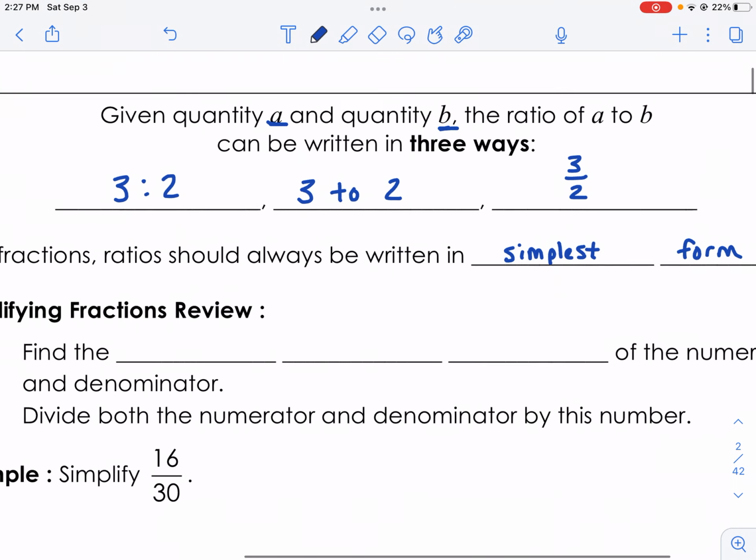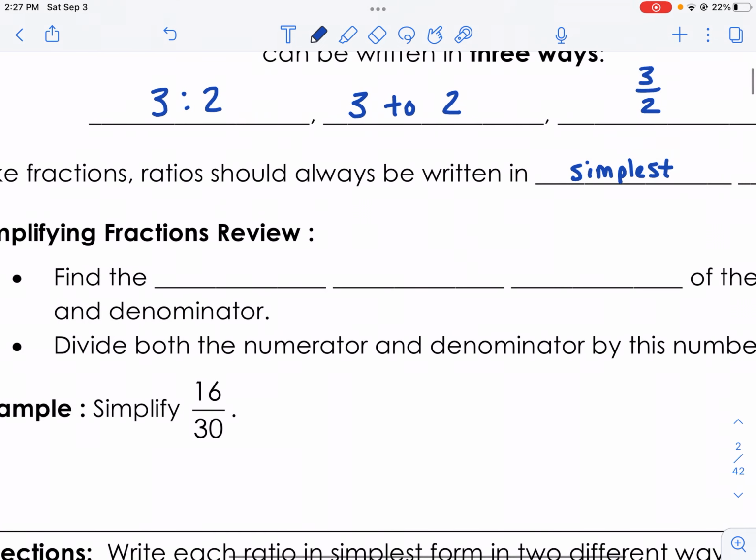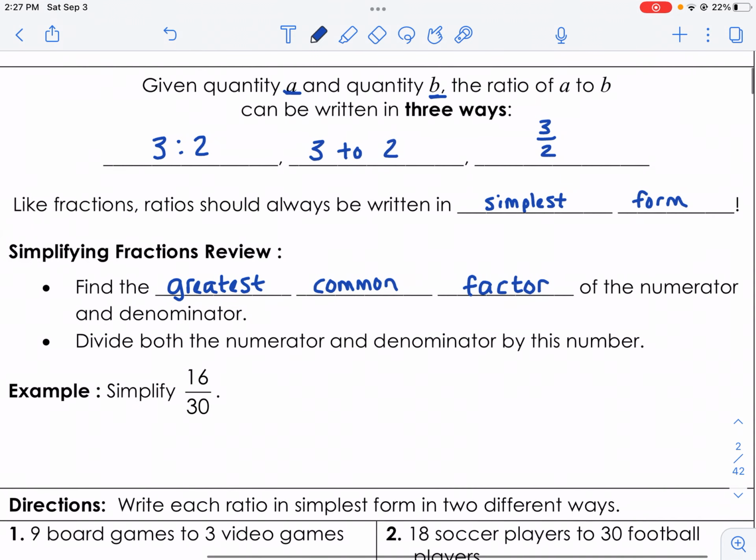So how do we do that? Let's do a very quick review, and then we'll do some problems. What you want to do is find the greatest common factor. Remember this back when you had fractions and you were trying to simplify them in last year's math class. We want to look for the biggest number that goes into both the numerator and denominator.